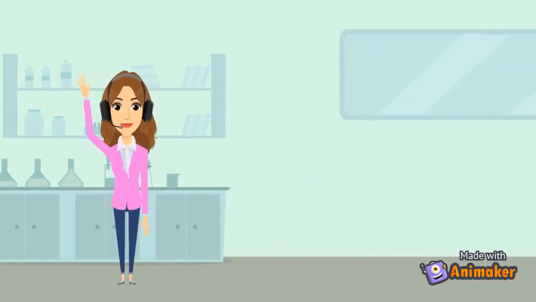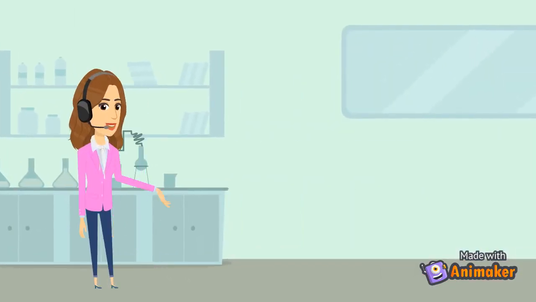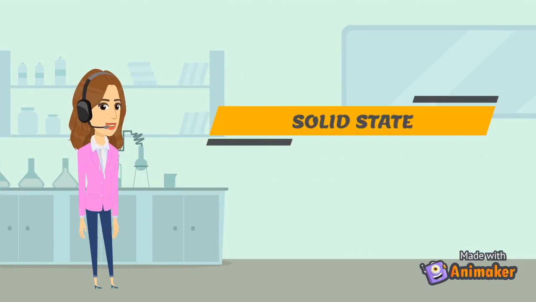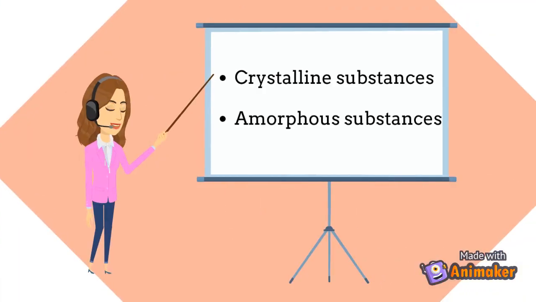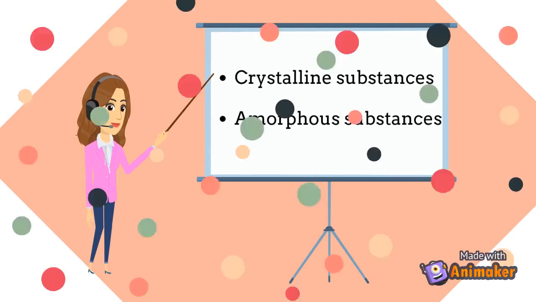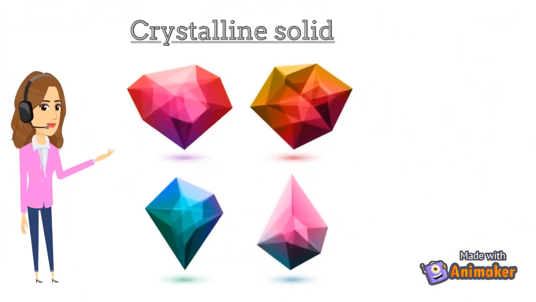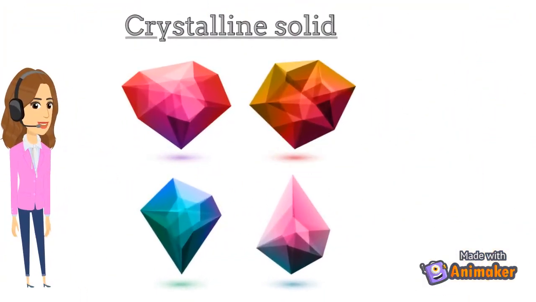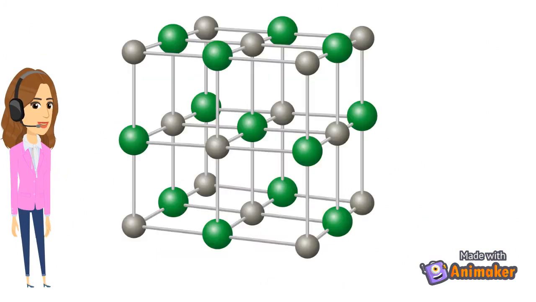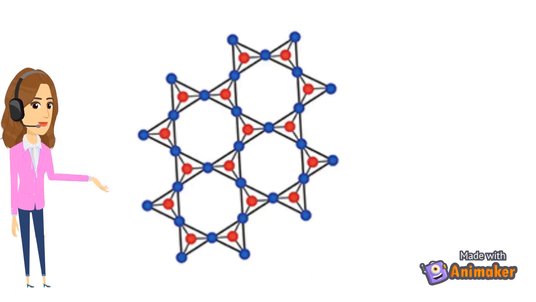Hello guys. In this video you are going to see about solid state. Solids are usually classified as crystalline substances and amorphous substances. A crystalline solid is the solid form of a substance in which atoms or molecules are arranged in a definite repeating pattern in 3 dimensions. They have a long-range order, and let's see some examples.